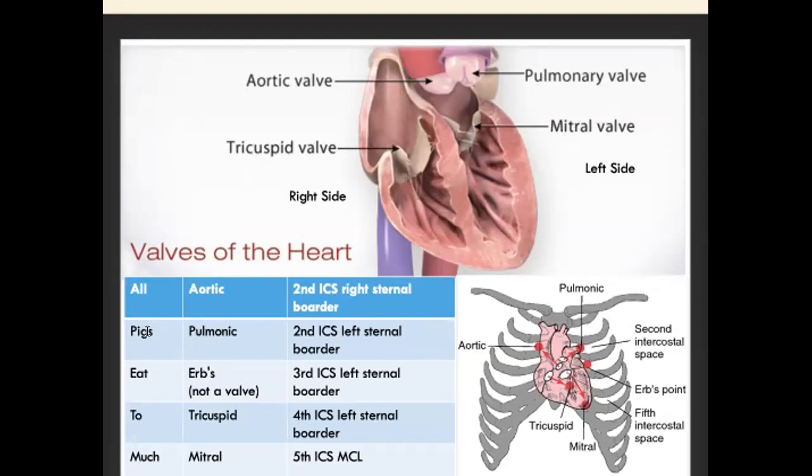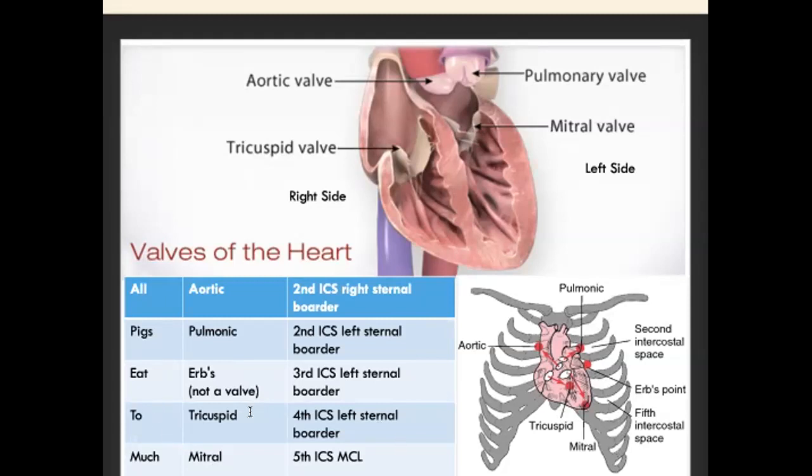And then we go to our pigs, which is our pulmonic, which is on that left sternal border across from the aortic, which is right here. And if you look up here, you can see how your aortic valve and your pulmonic valve are right next to one another. Next point that we have when we're listening is our Erb's. Now we know Erb's point is not a valve. It's just a really good location to hear all of your heart tones, your S1 and your S2 at one time.